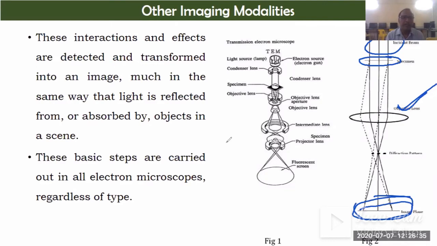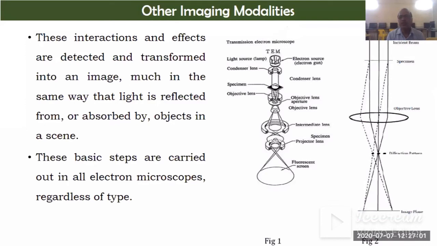So the interaction and effect are detected and transmitted into the image, much in the same way that light is reflected from or observed by the objects in a scene. So in some situations, whatever signal is passed, it will be observed. These basic steps are carried out in electron microscopes.